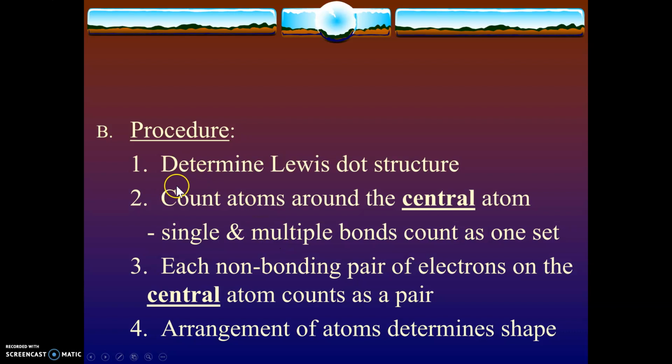So the procedure really quickly is, first you have to draw the Lewis structure. Then you have to count the number of atoms around the central atom. So make sure you're really careful about this word central. If it's a single or a multiple bond, like a double or a triple, they all count as one. Each non-bonding pair, which are your lone pairs, count as one pair around the central atom. And this arrangement determines the shape.